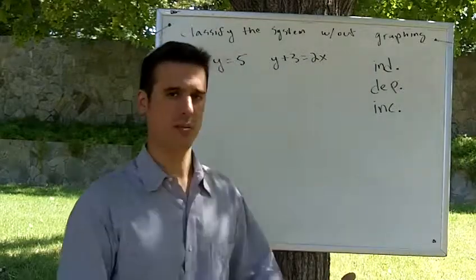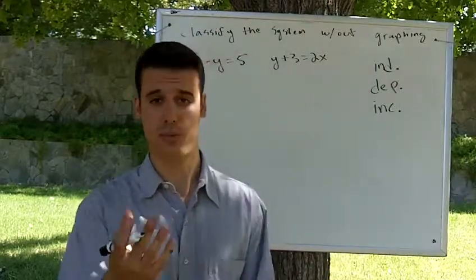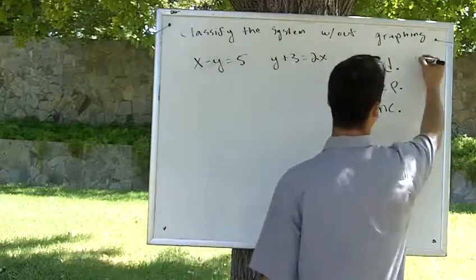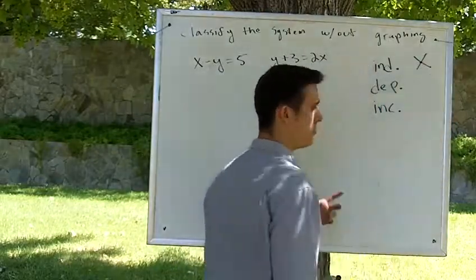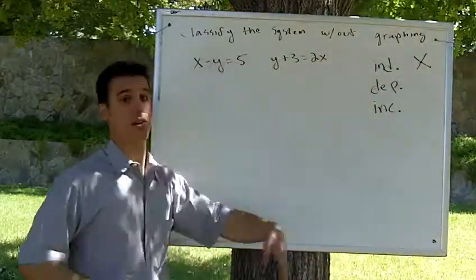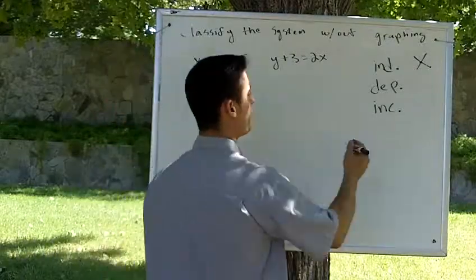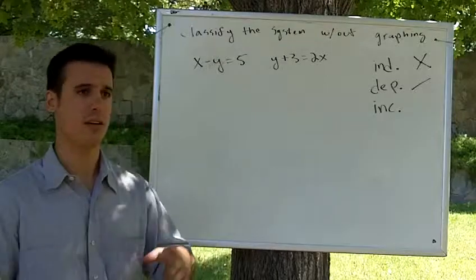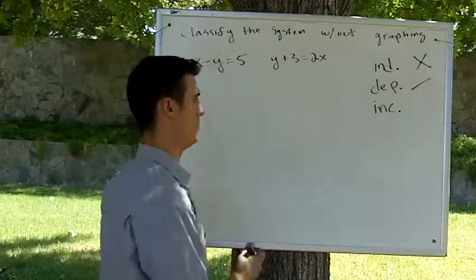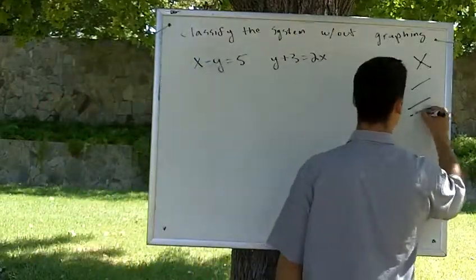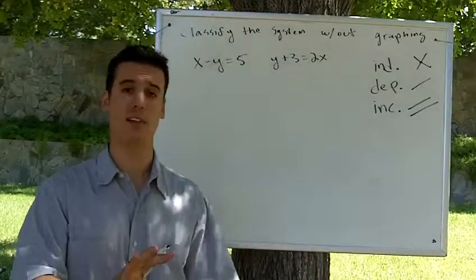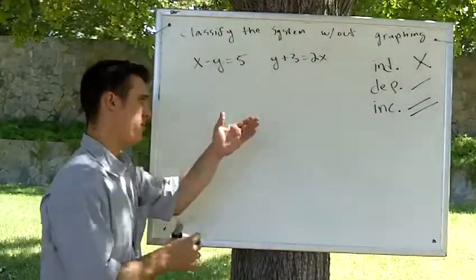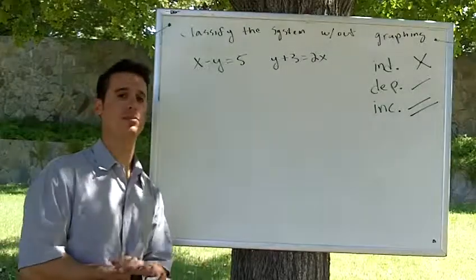Okay, independent means that the two lines intersect at one point. Dependent means that these two lines are actually the same line, so they overlap each other. And inconsistent means that the two lines are parallel and don't ever intersect. Which of these three is this system?